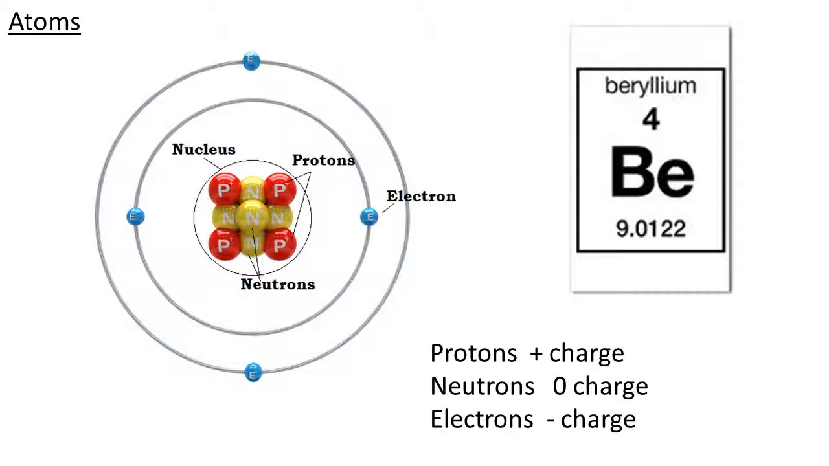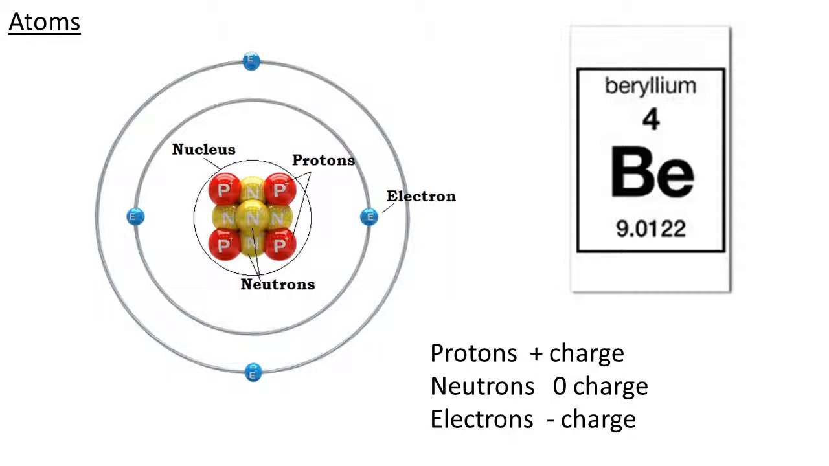The smaller number of the two is the proton number. So there's four protons, and you can see those four little red protons all positively sitting there in the nucleus. There they are. The nine, and don't worry about the decimal point, the 9.0122. We'll talk about that in another video, but we round up or down. So in this case, we're just going to call it nine.